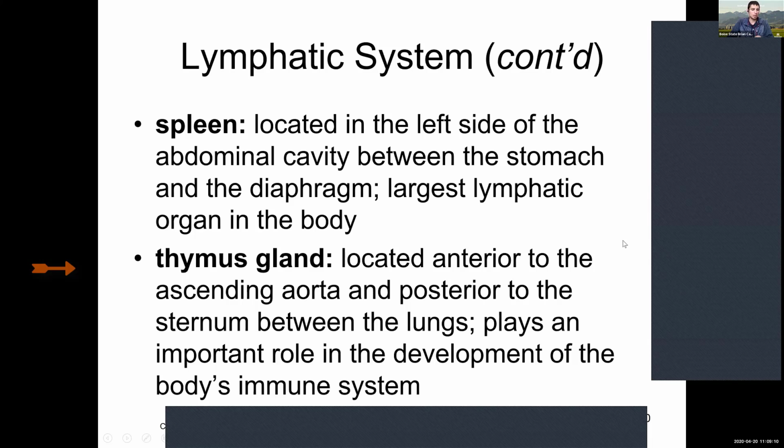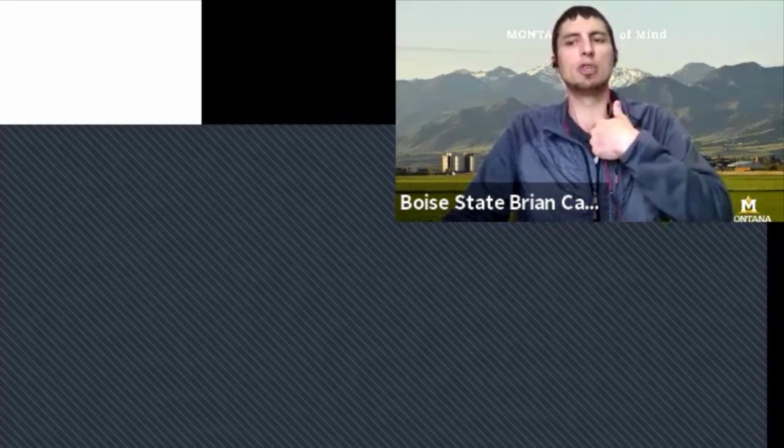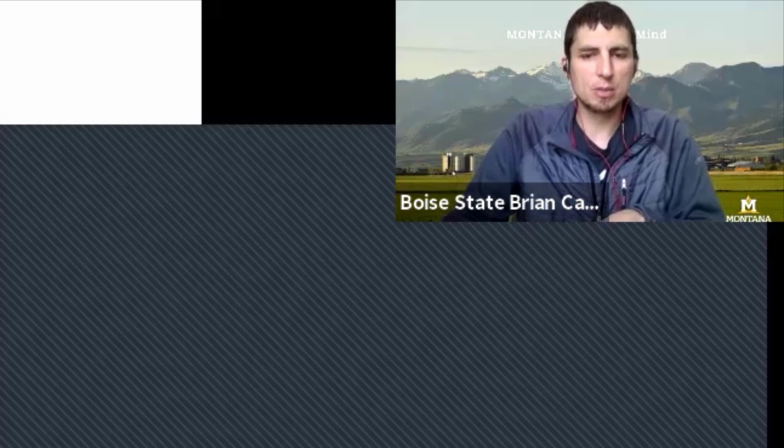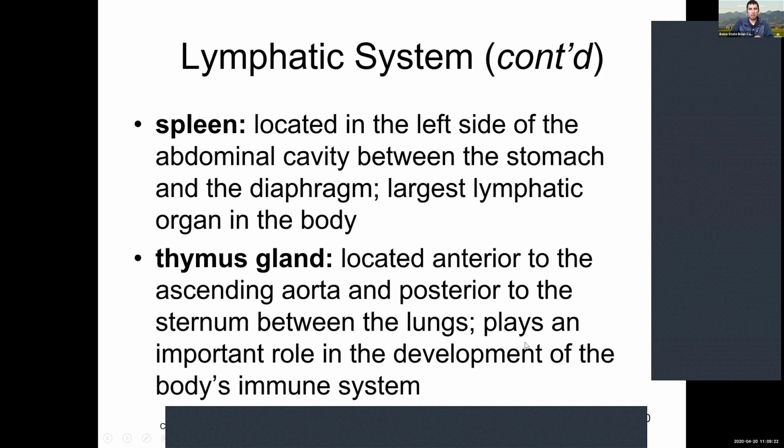Thymus then, which is about right here on your body. So if you feel your sternal notch, it's in that area of the sternal notch. This is more so in your body's development. And once you reach adulthood, it starts to actually atrophy or not be useful anymore. So it really becomes just connective tissue after you become an adult.